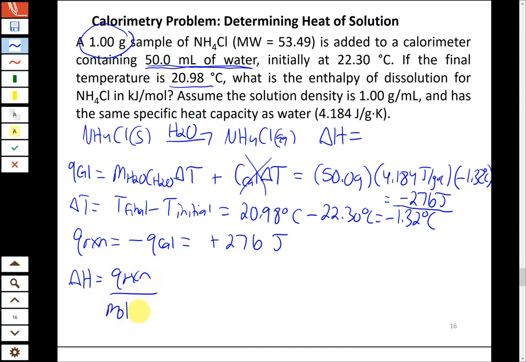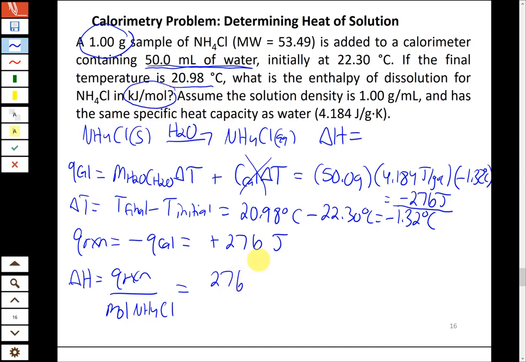In this case, we're dissolving ammonium chloride, so that's going to be the substance that we're interested in, so we're going to divide those two. Okay, because this is the amount of heat when we dissolve 1 gram of ammonium chloride, but what we're looking for is the amount of heat when we dissolve 1 mole. We want it in kilojoules per mole, which is the most common way that we do it. So we have to convert grams to moles and divide the two.